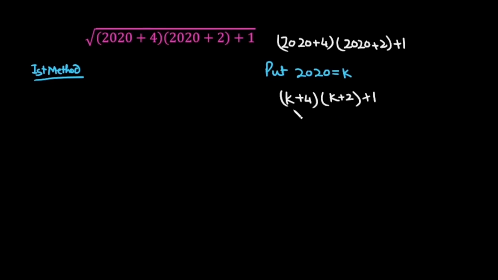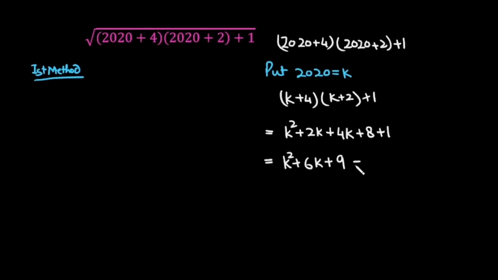So open the bracket and multiply. This is equal to k square plus 2k plus 4k plus 8 plus 1. This is further equal to k square plus 6k plus 8 plus 1, that is 9. This is our quadratic equation in k. This can be solved by factorization.